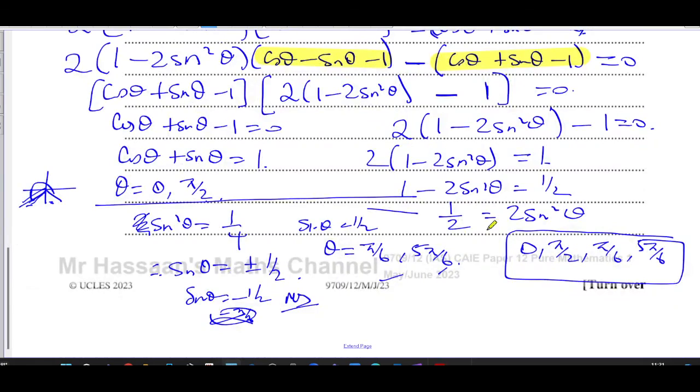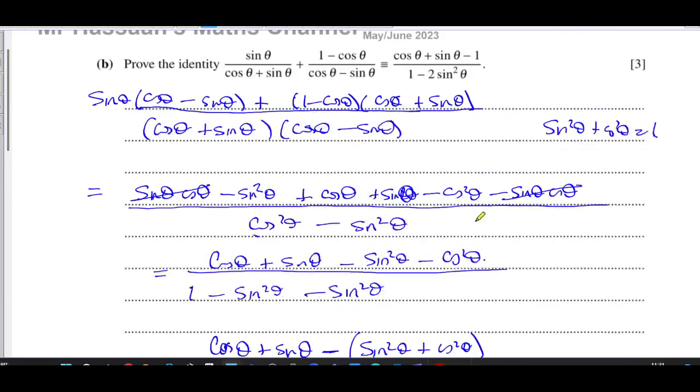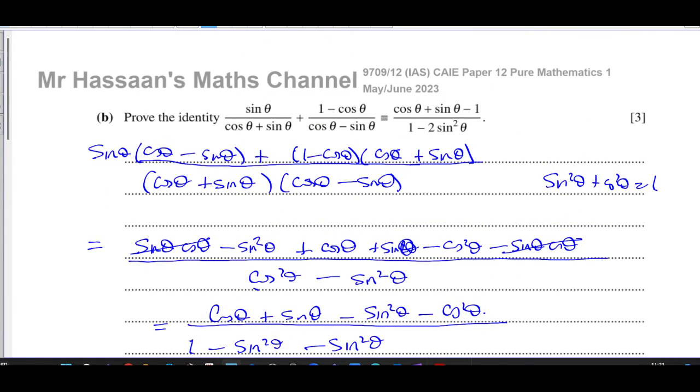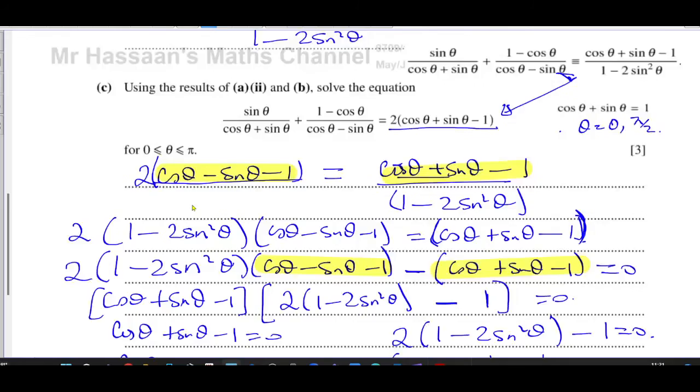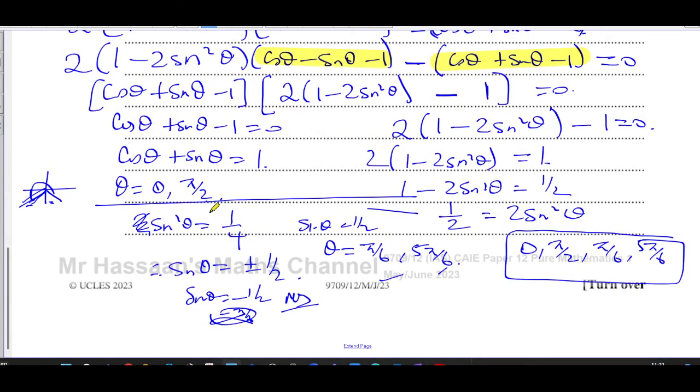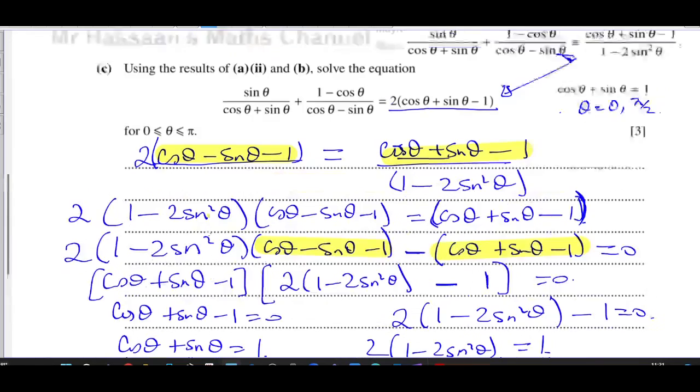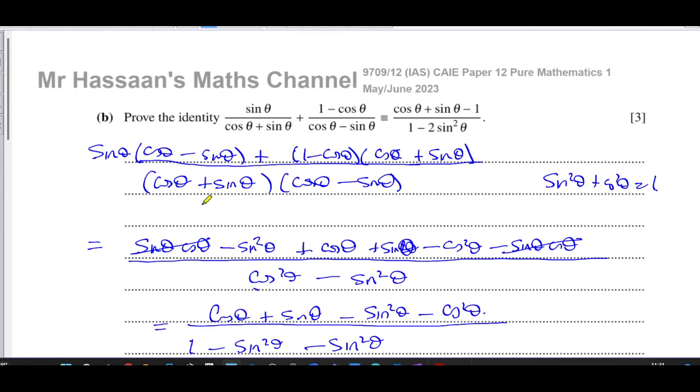All right, so that's the answer to question number, I think it's number 9, part C. Oh, it's number 7, actually, sorry. Number 7, A, B, and C done. It's all about trig identities and solving trig equations. It's a bit tricky. A lot of algebraic type of manipulation, but hopefully you understood.